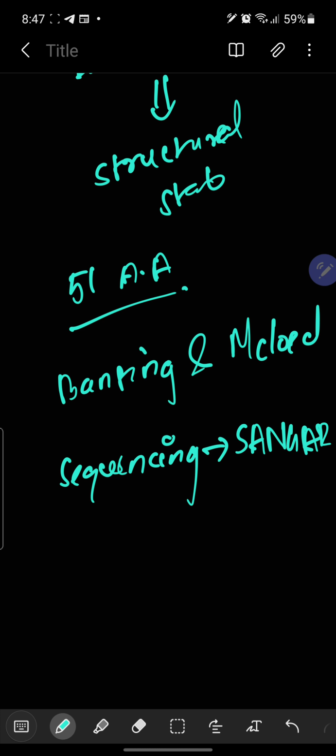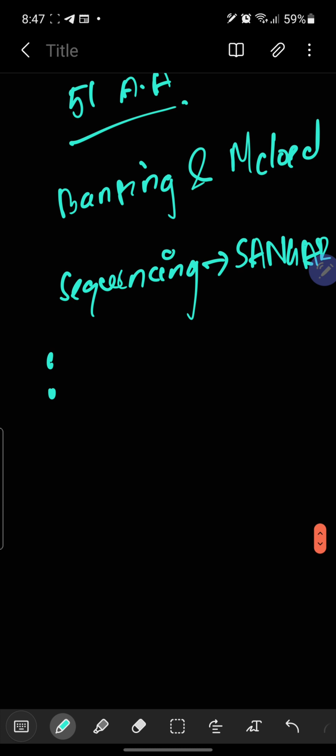The second importance is that with the help of rDNA technology, a large scale production of insulin was made.